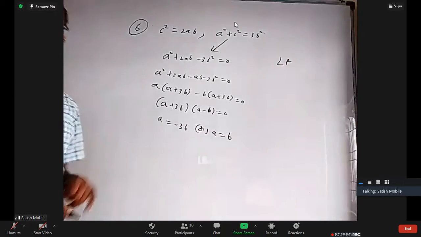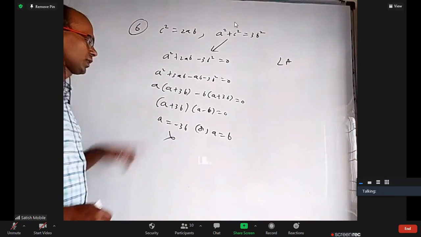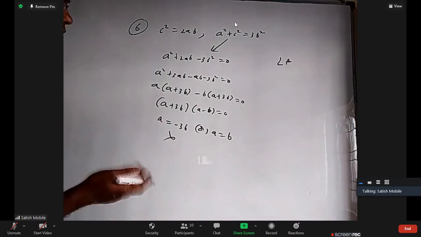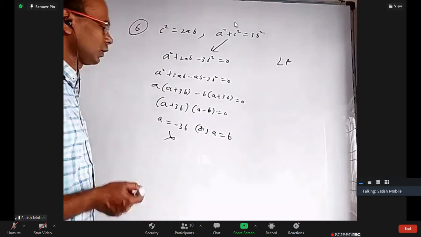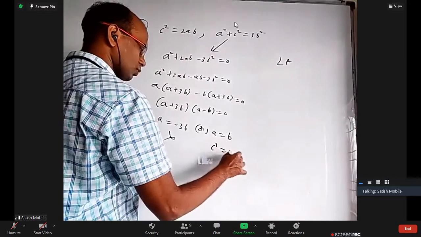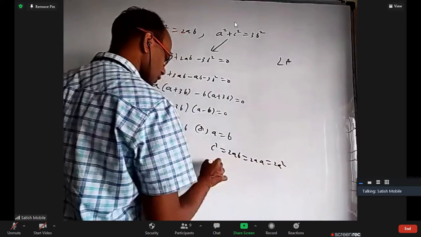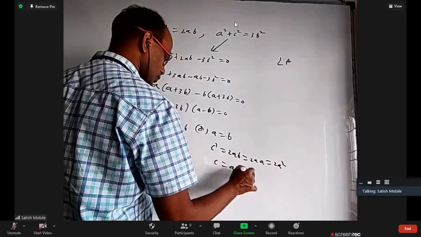A equal to minus 3B you cannot take, because they are lengths of the sides, they can't be negative. So A equal to B. So already we got an isosceles triangle. Not just A equal to B, if you substitute here, you will get C square equal to 2AB, which is 2 into A, which is 2A square, so C is equal to A root 2.